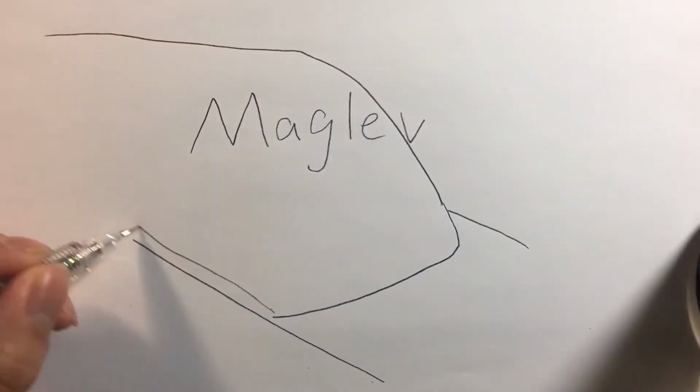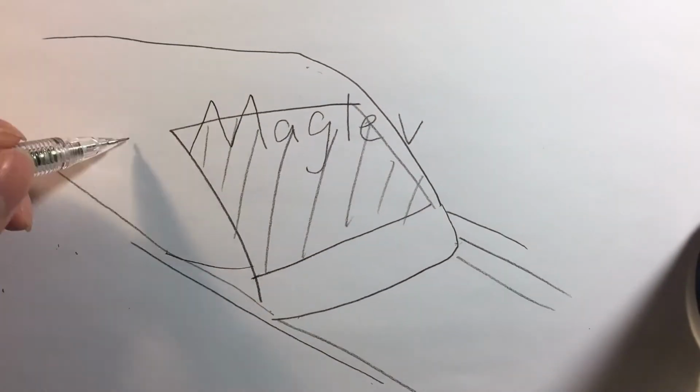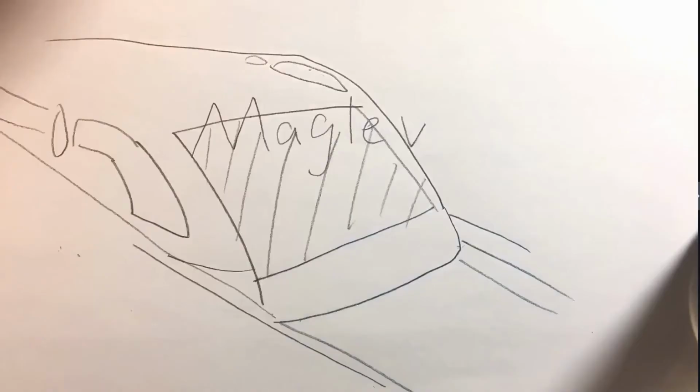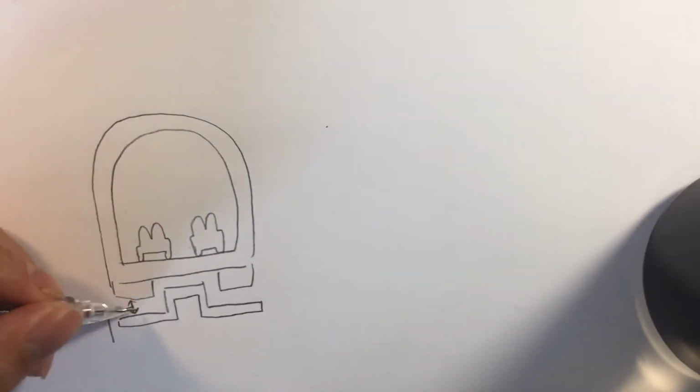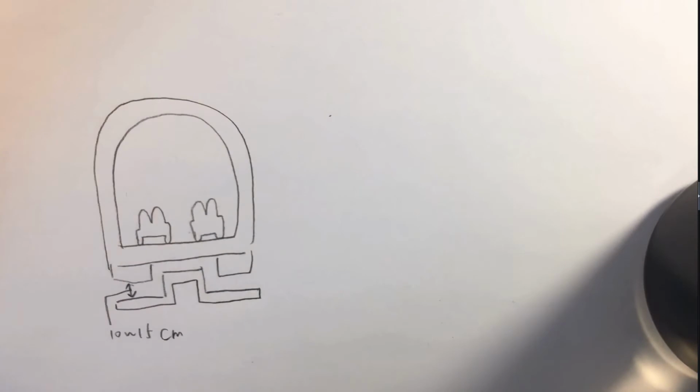Hi, today I'm going to introduce maglev trains and how they work, by two kinds of methods to realize it. Mutual exclusion is the use of repulsive force between the same magnetic fields as the support and guidance of the train.